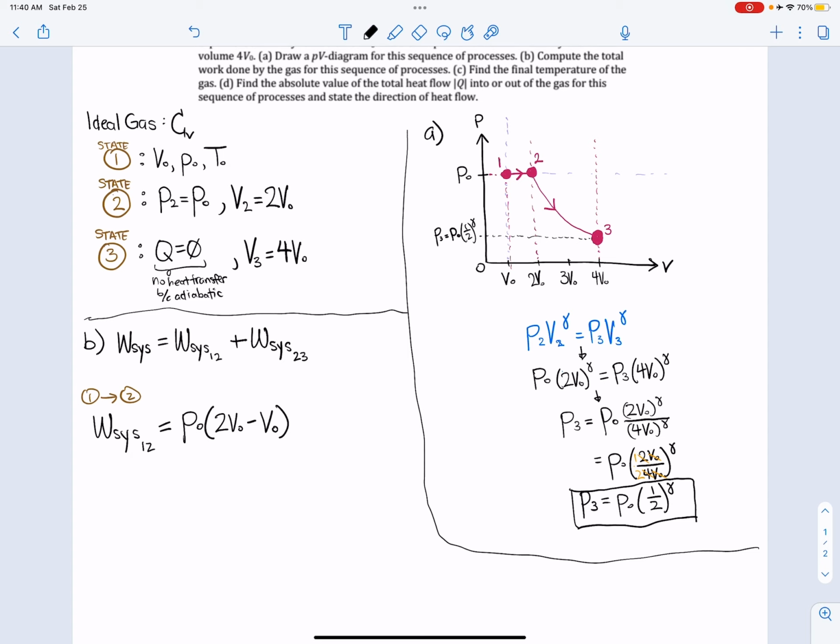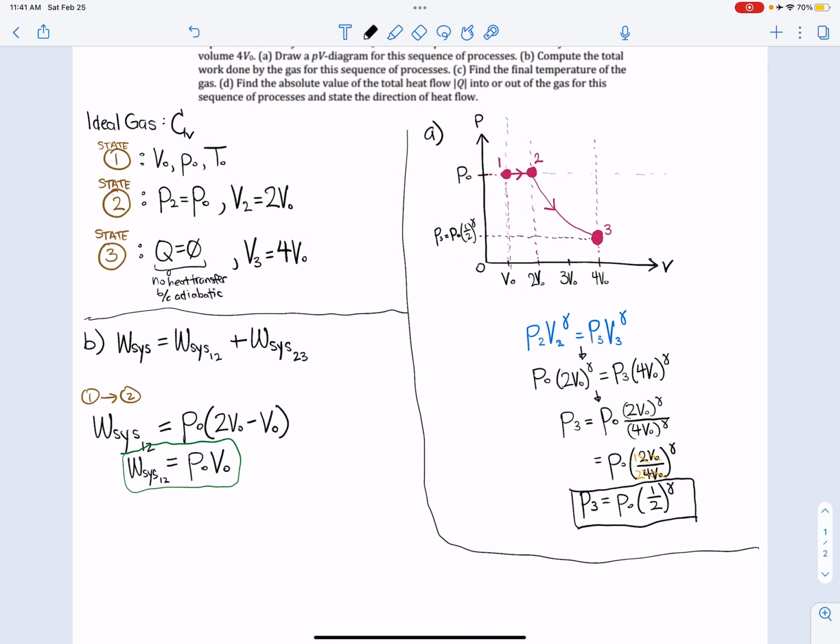And we could simplify that, so that is just P naught times 2V naught minus V naught, which is V naught. So the work done by the system from 1 to 2 is P naught times V naught. Okay? I'll use green to mark that so I could find it later.